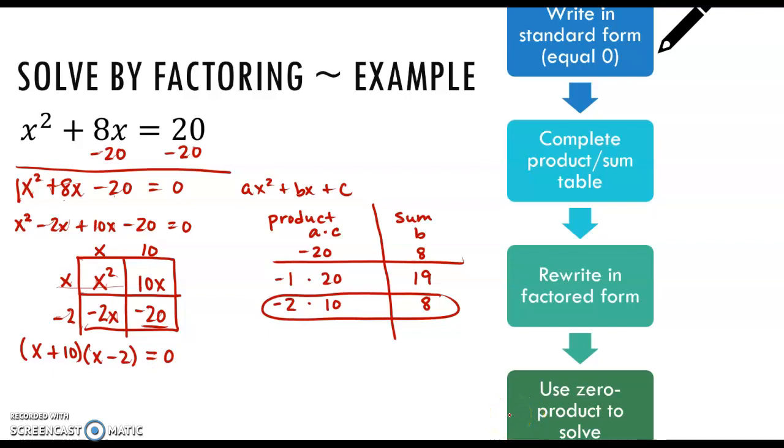The last step, we're going to use the zero product property to solve. So the zero product property says we have a times b is equal to 0, so either a is equal to 0, which means x is equal to negative 10 is one solution, or b is equal to 0, which means x equals 2 is the other solution.